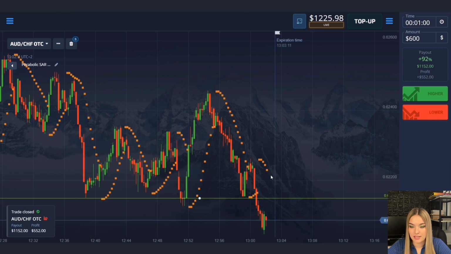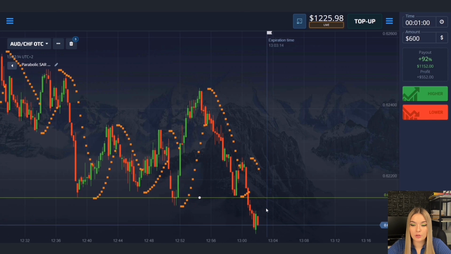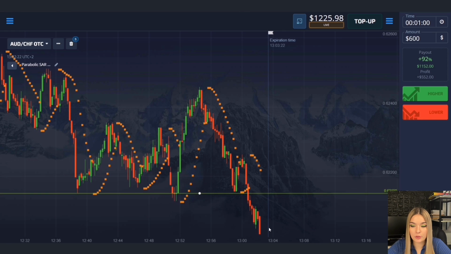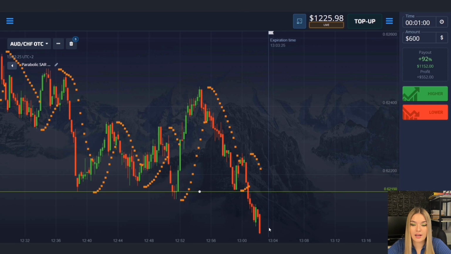Well, it's not bad, friends. The price continues downward movement. We managed to close our deal in profit. 1 minute was just enough for us. Also, this indicator showed us a good entry point and helped us to determine the further price movement. This level has been broken through and we are making a profit. So far, everything is going well.